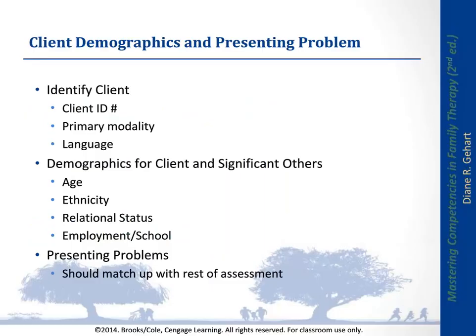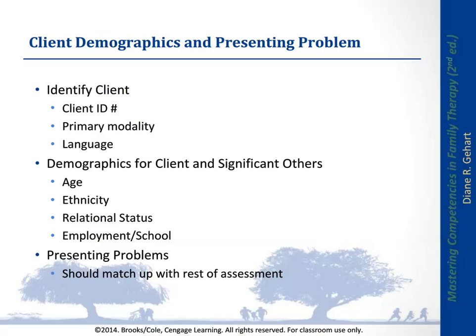So when you begin filling out almost any clinical form, you almost always start out with some form of client demographics and some identification of the presenting problem. Generally, when you fill out clinical forms nowadays, you'll use a client ID number rather than a full name. It just depends on the setting that you're in, but using the client ID number helps protect client privacy better, so that's why it's always preferred.